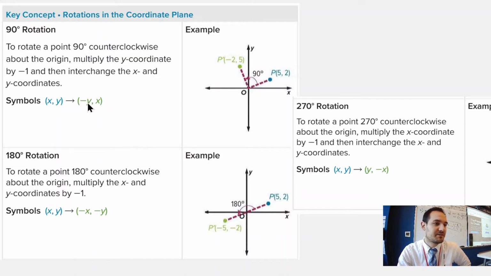When we go 90 degrees, we swap the positions of x and y. We make the y negative. In 180, we just make everything negative, and 270, very similar to 90 degrees.